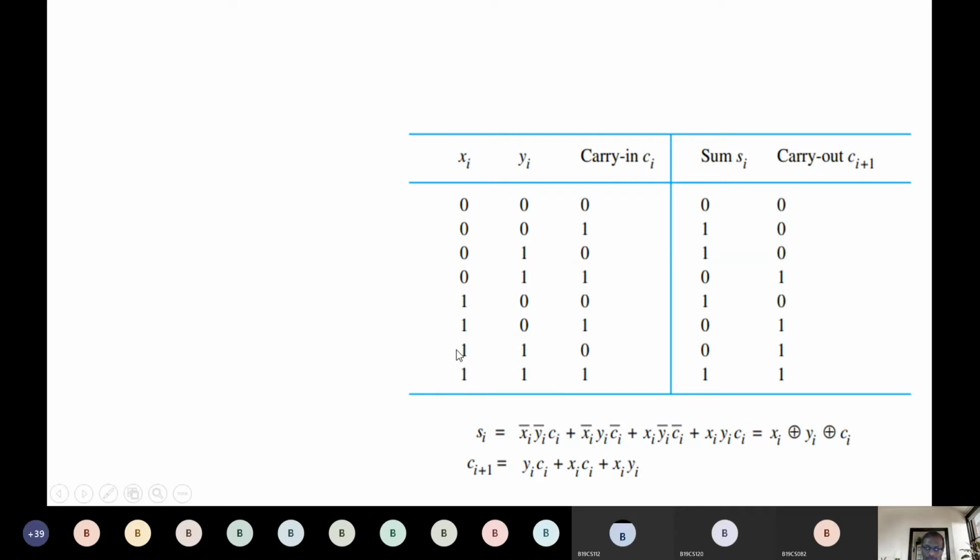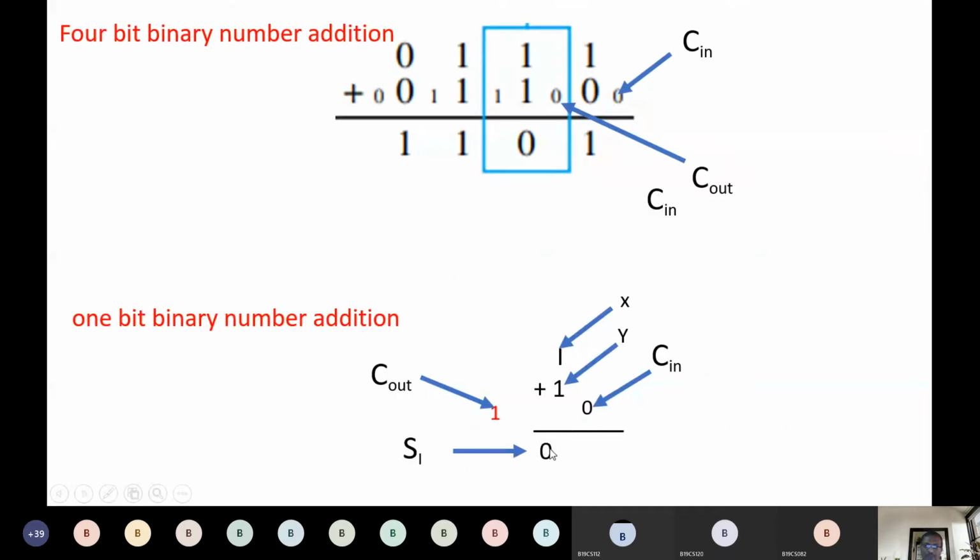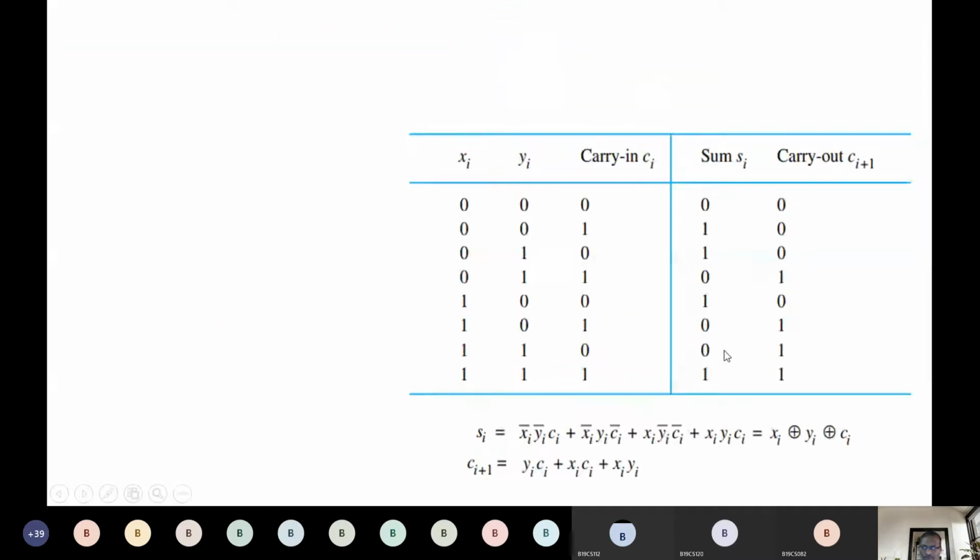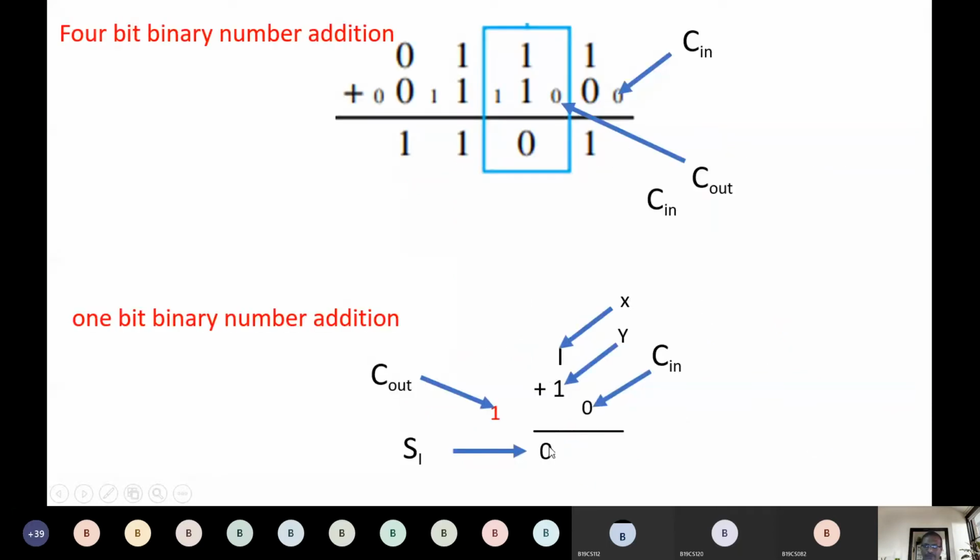So the same you can see, this row we represented in our previous diagram. This one, 1, 1 and 0. X is 1, Y is 1 and carry in is C. So you can see this represents the same thing. X is 1, Y is 1 and the carry in is 0. Then sum will be 0, carry out will be 1. So this row, the 7th row we had represented, is this itself.